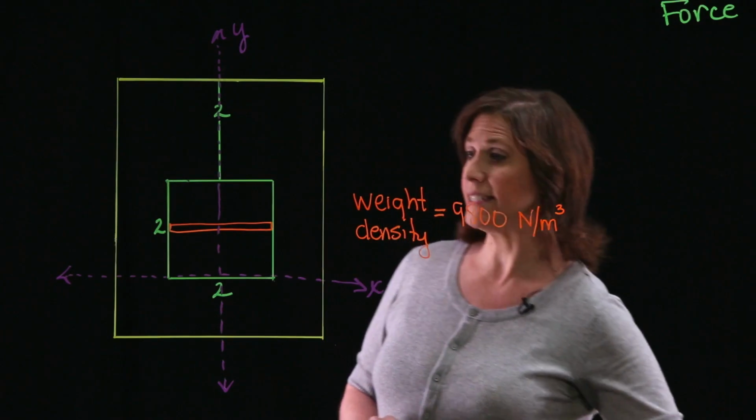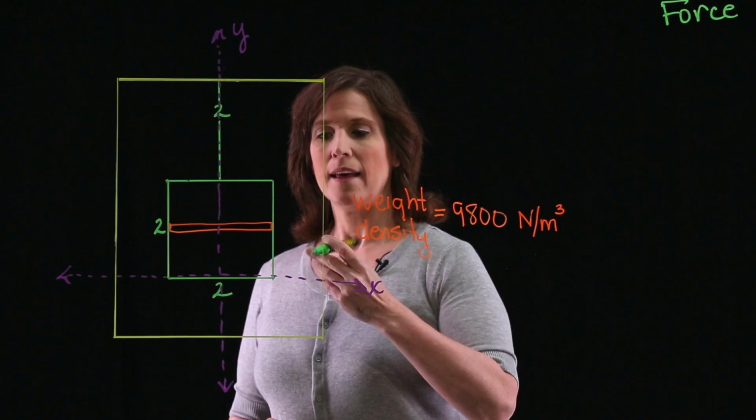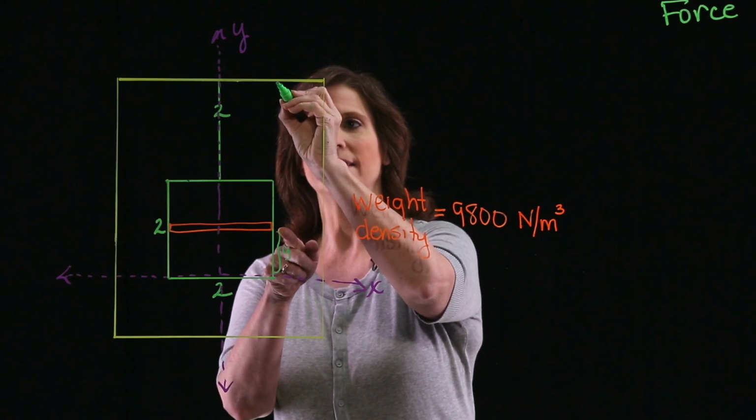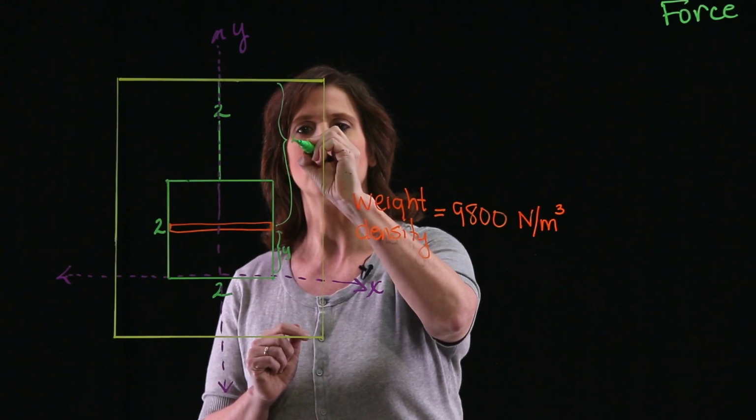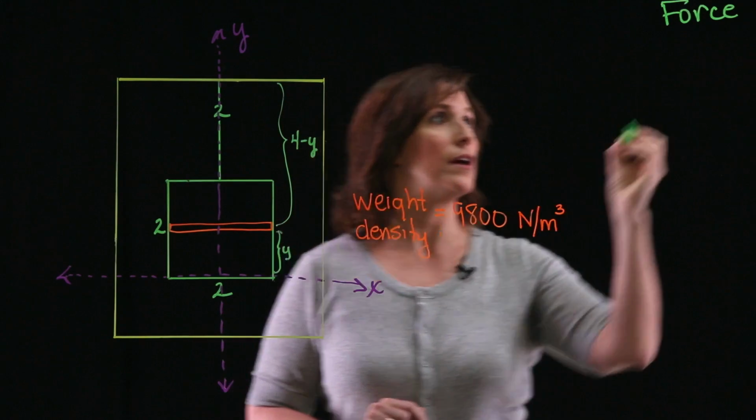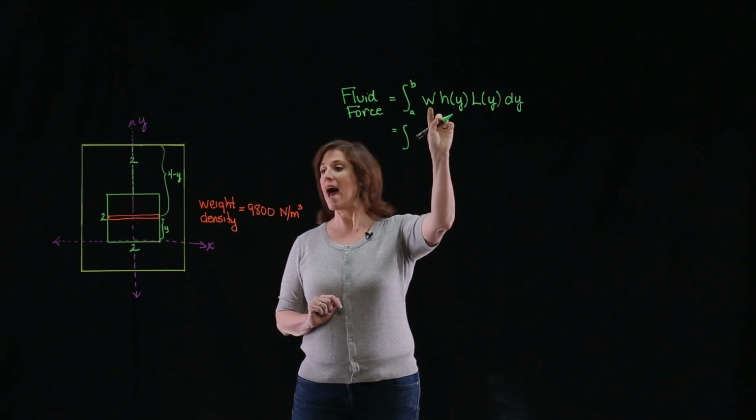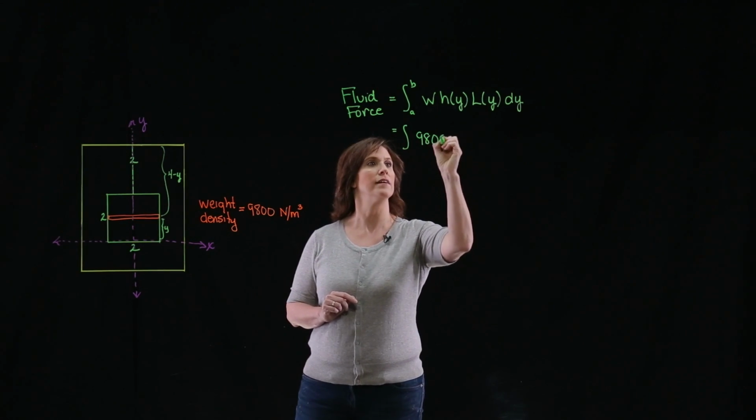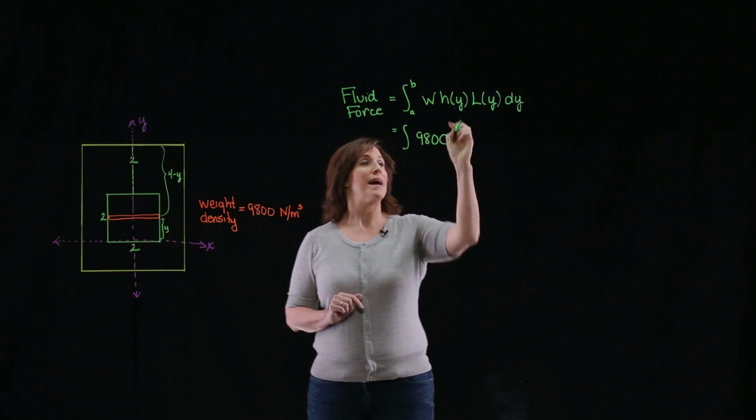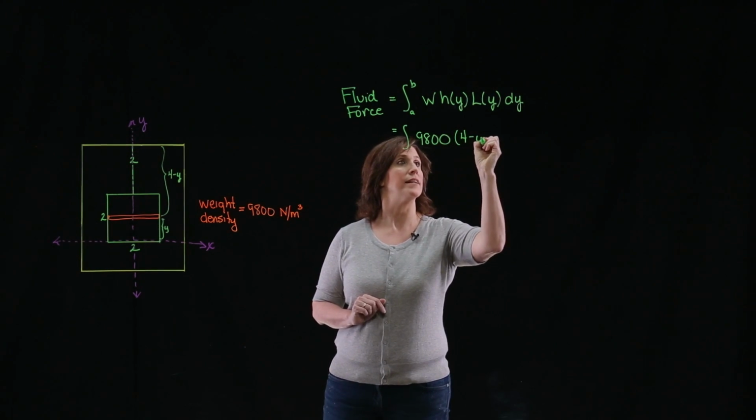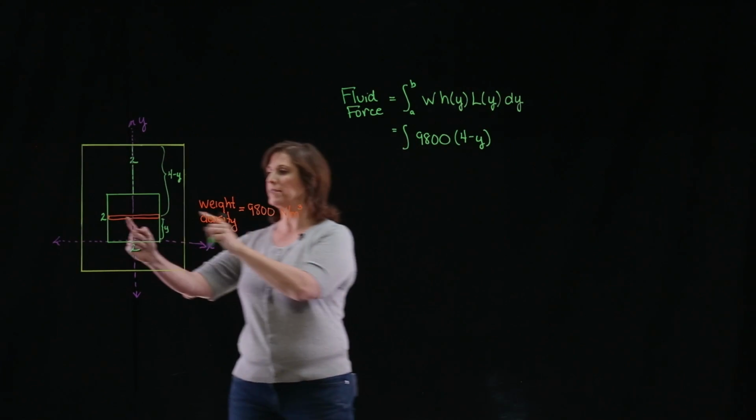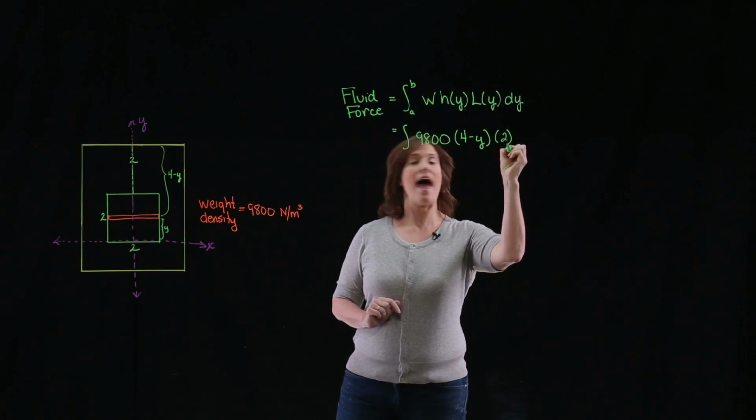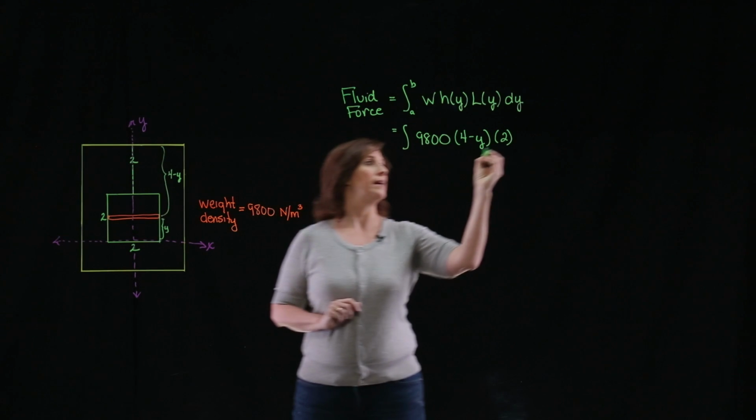I need to find the depth of this element. If this height is at y, the depth of the representative element is going to be 4 minus y. So for my integral, I have, first of all, the weight density, which, in the metric system, is 9,800 newtons per cubic meter. My depth is going to be 4 minus y. And then the length of my representative element, because it's a square, is just 2. And then the width is going to be represented by the dy.